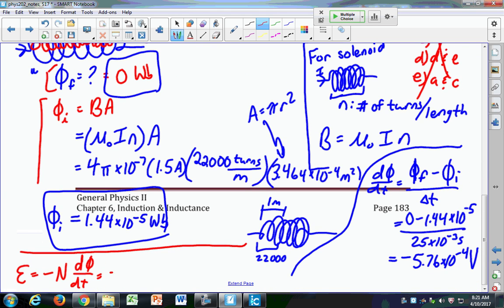So then this is minus 130, that's N, times this minus 5.76 times 10 to the minus 4, giving us a final voltage of 7.5 times 10 to the minus 2 volts. So that's our final answer. What I did is I calculated the initial flux and the final flux divided by time in order to get d phi dt, and then negate it because the EMF is negative d phi dt times N, which is the number of turns. There's a homework problem that's similar to this, probably a similar one on your test too, where you have to step through and figure out what is the induced EMF.